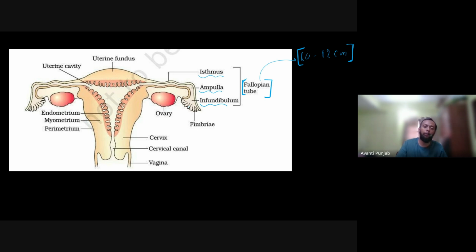Along with that, if you pay attention, you will find some finger-like projections over here, and those finger-like projections are called fimbriae.